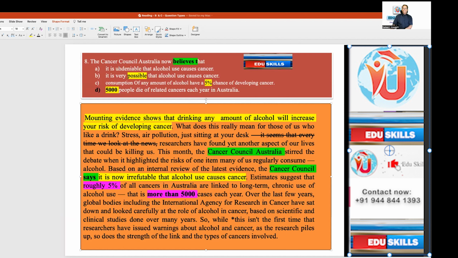But here it says it is very possible that alcohol use causes cancer. It is very possible, means maybe. Maybe. But here the statement is will increase. Will means factual statement. That's what I said. Definitely, they do increase. Yeah, definitely.